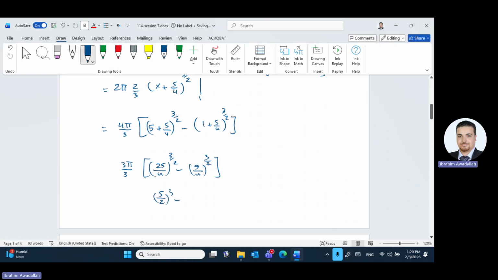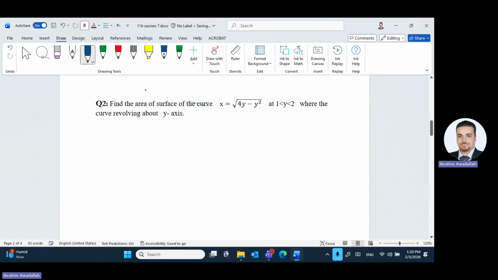This will be under the root. This will be 3. This will be 2 to the power 3. No need to do all these things. You can directly put it in the calculator and find the final answer, or you can simplify it in this way. Both of them are fine.